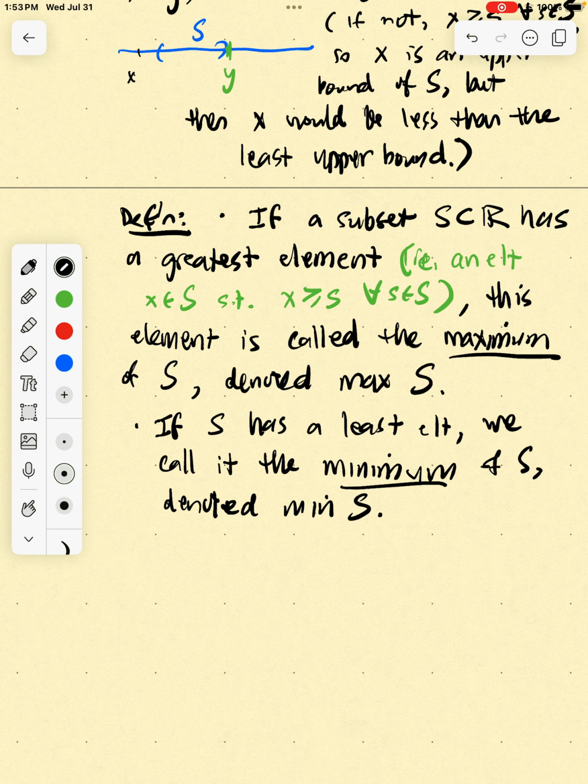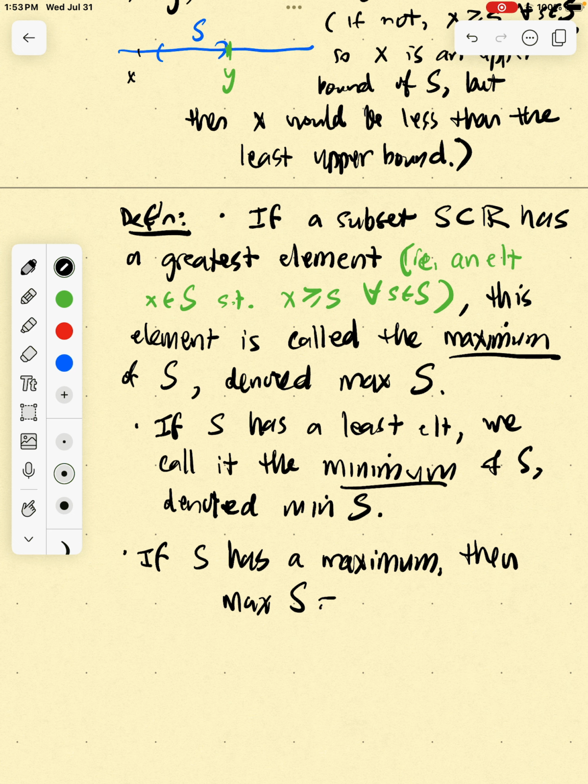Now, S might not have a maximum, but if S has a maximum, then the max of S is just the supremum of S, right? Because if S has a maximum, then the maximum is greater than or equal to all the elements of S. So in other words, it's an upper bound. Now, why is it the least upper bound?